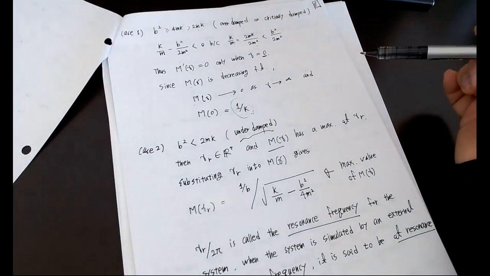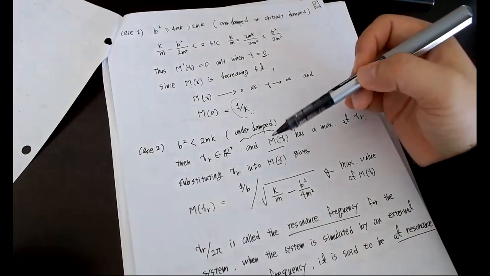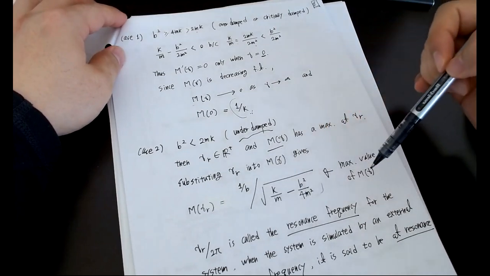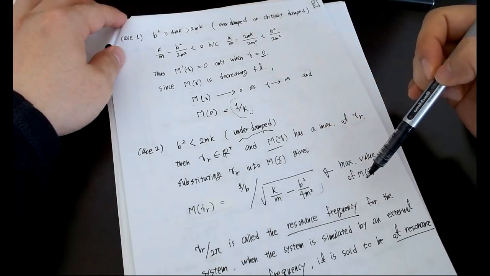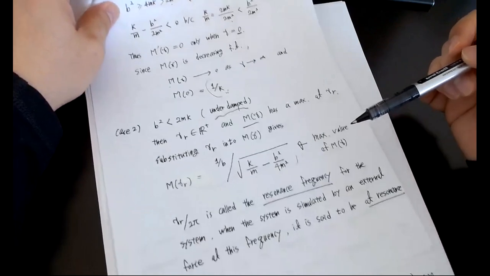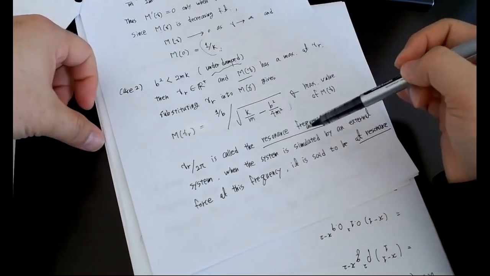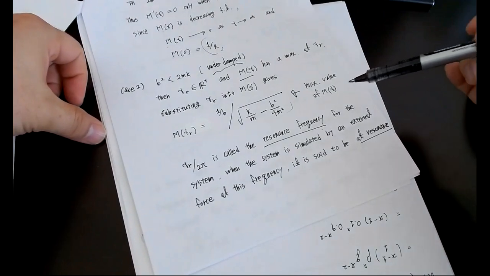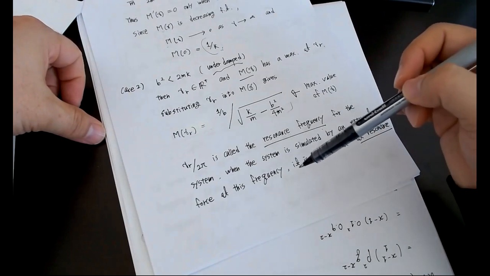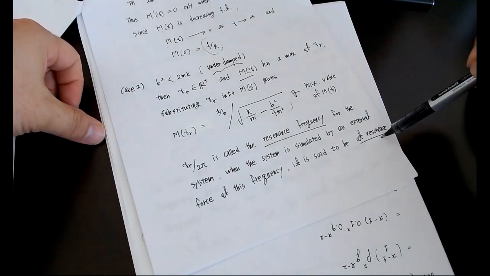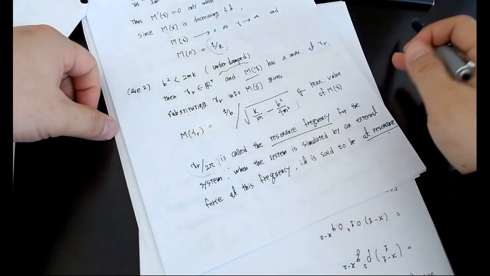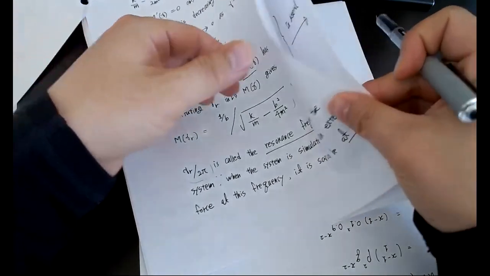Okay, let's see. Substituting gamma r into m will give this. So this is the maximum value of m, and it occurs at gamma equal to gamma r. Gamma r over 2 pi is called the resonance frequency for the system, and when the system is stimulated by an external force at this frequency, it is said to be at resonance. So keep in mind the resonance frequency.